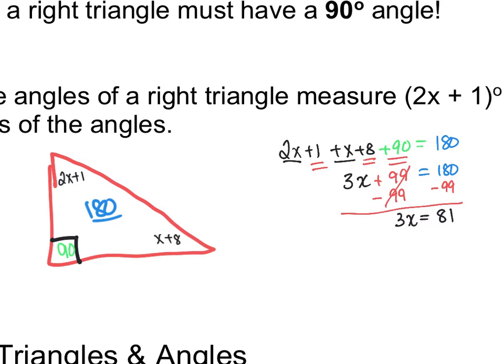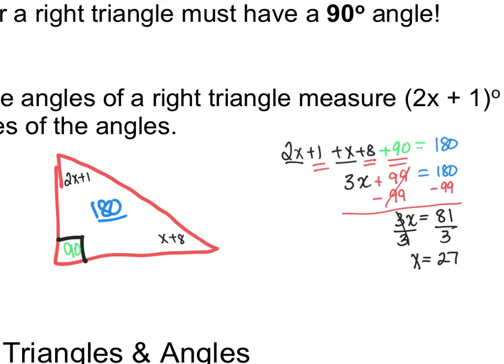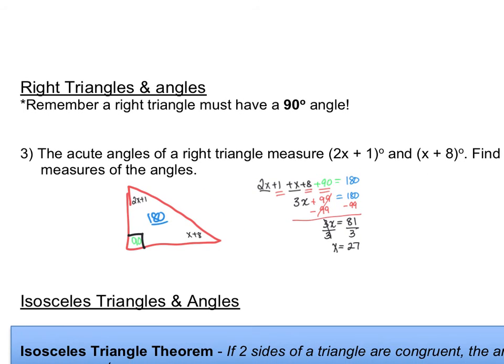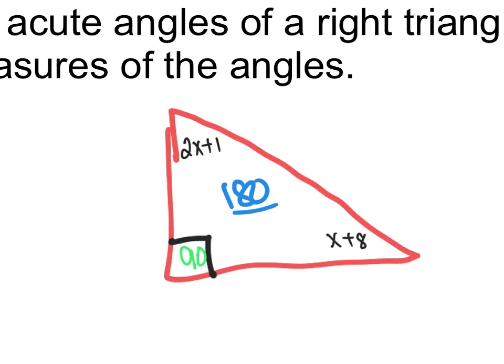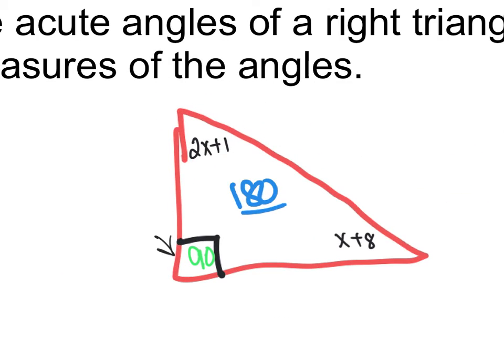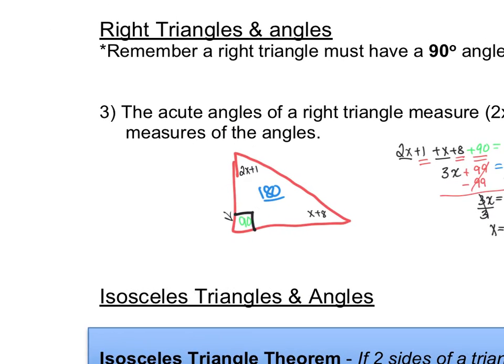I now need to get rid of my 3, so I'm going to divide both sides by 3. And then I get x is equal to 27. Thing is, the question's not asking me to solve for x, it's asking me to find my angle. So I now have to go back into my image and find the value of each of those angles. So I know I have a 90. That's my final answer there, because it says find the measures of the angles.